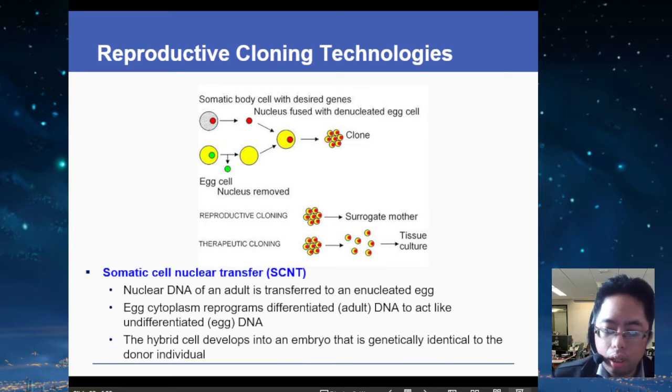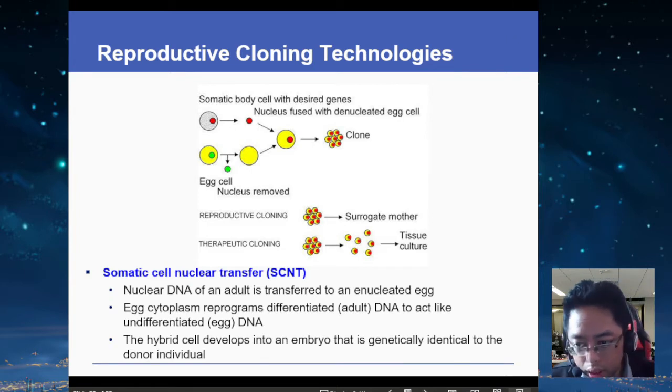So what do you mean? It actually becomes a hybrid cell. The hybrid cell will develop into an embryo that is genetically identical to the donor individual. So meaning that the clone will have the exact same nucleus just like the original.